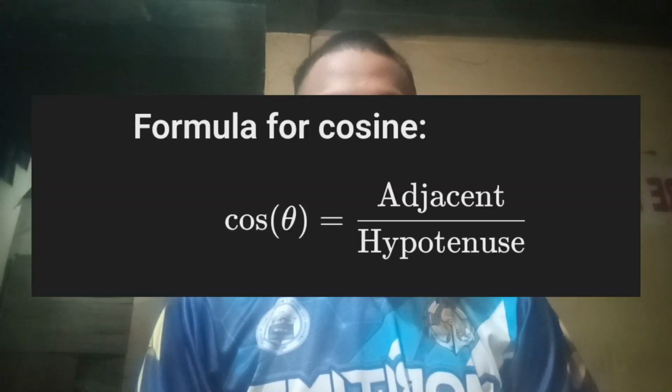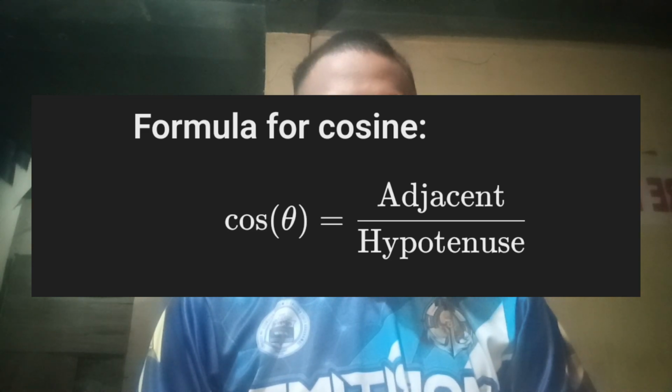Cosine is abbreviated as cos. It is used to relate the angle of a right triangle to the length of each side, specifically for a given angle theta in a right triangle. Cosine of theta is defined as the ratio of the length of the adjacent side, the side next to the angle theta, to the hypotenuse, the longest side of the triangle.